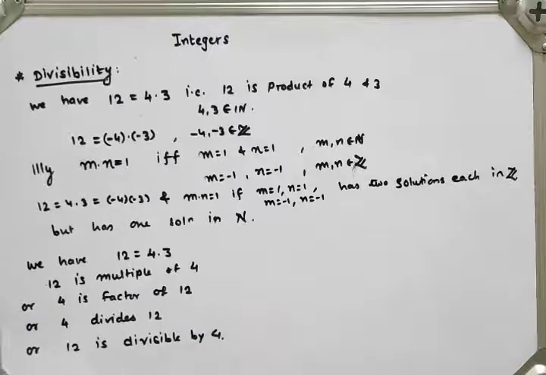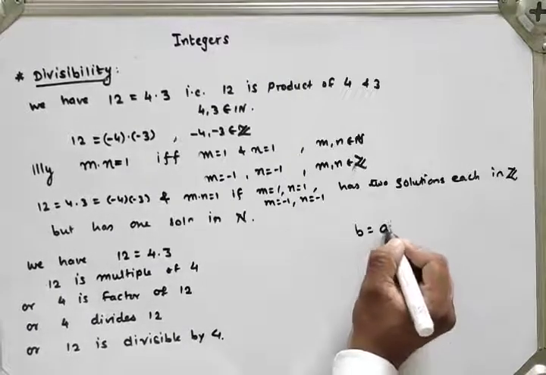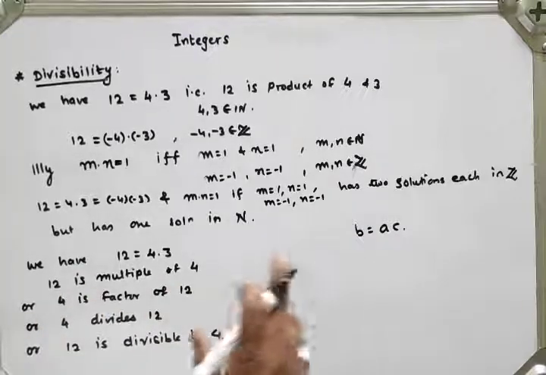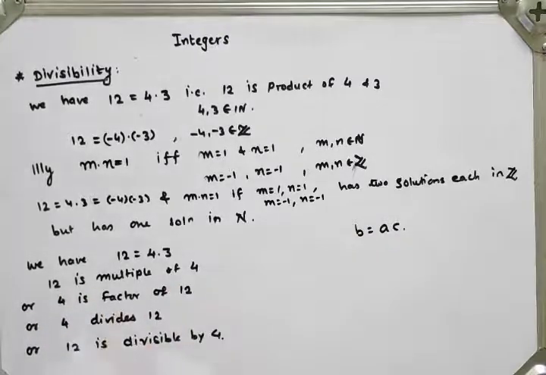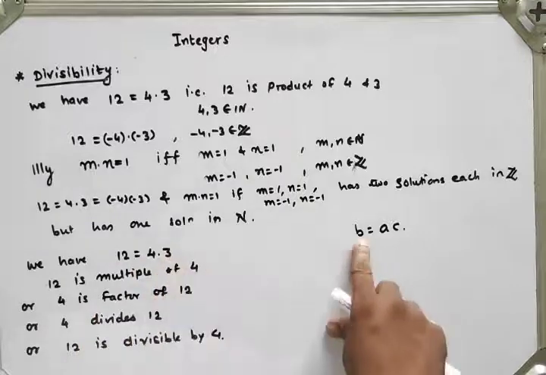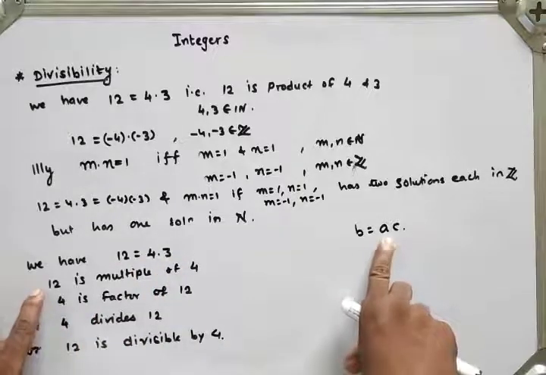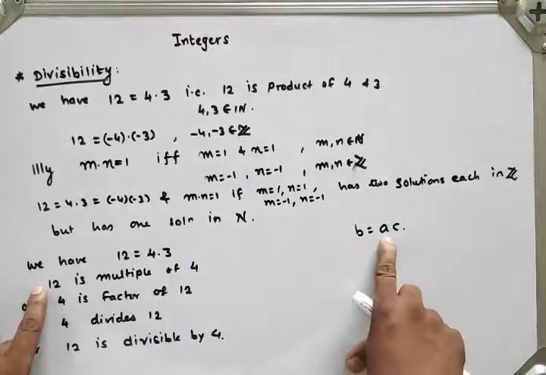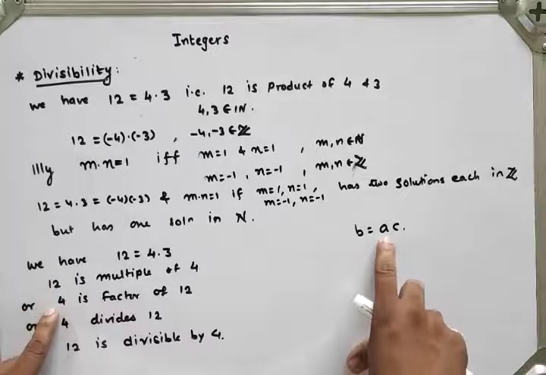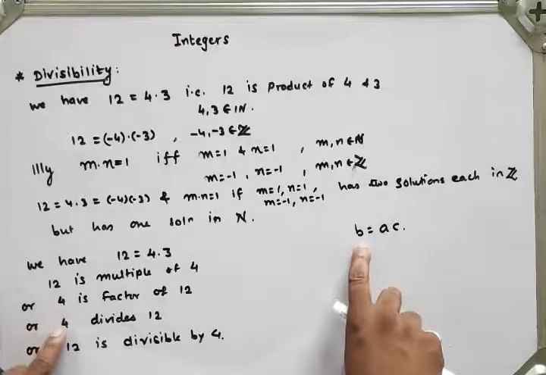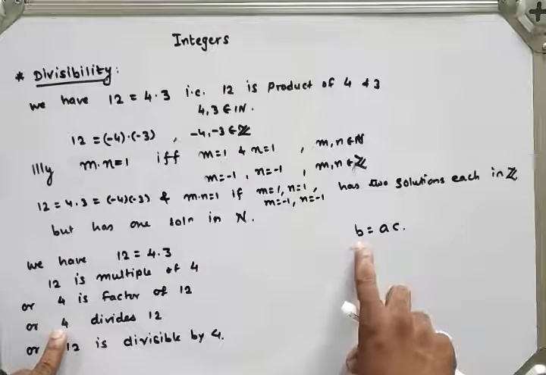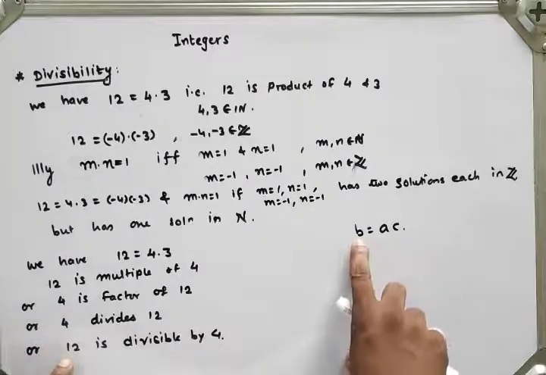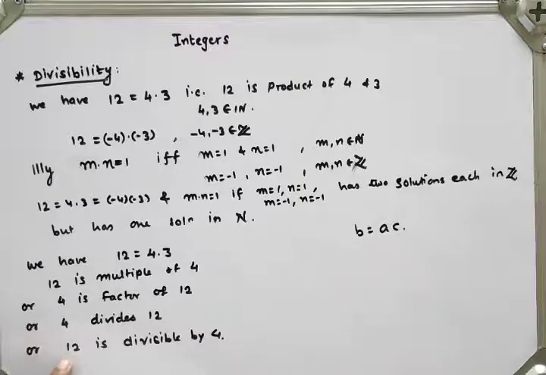In a similar manner, for a and b given integers, if we can find an integer c such that b is equal to a into c, then, like 12 is equal to 4 into 3, b is equal to a into c means b is a multiple of a, a is a factor of b, a divides b, and b is divisible by a, right?